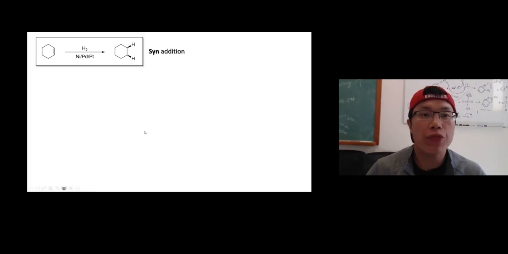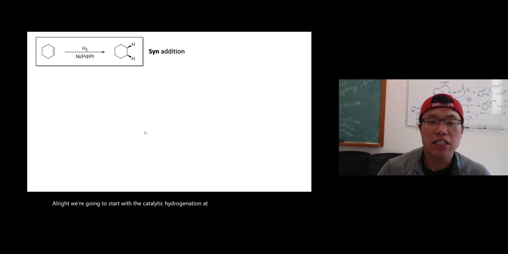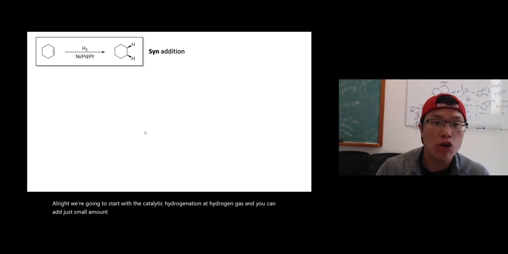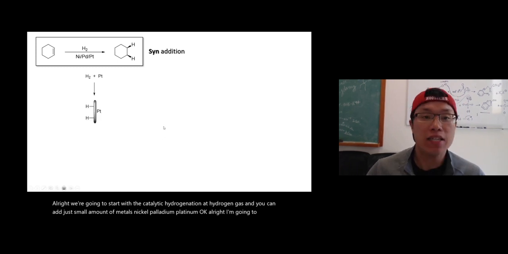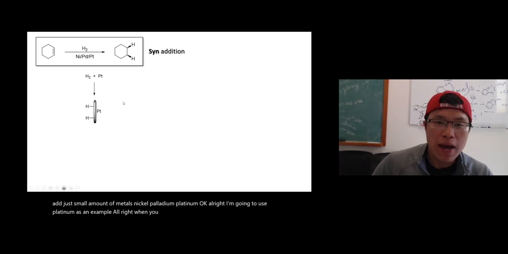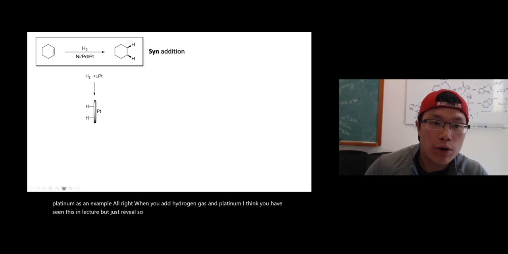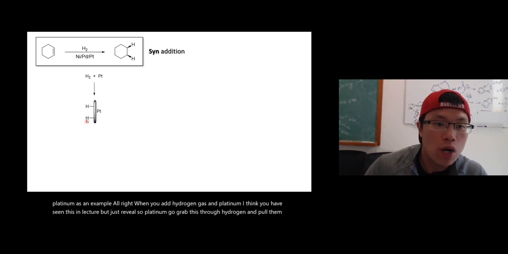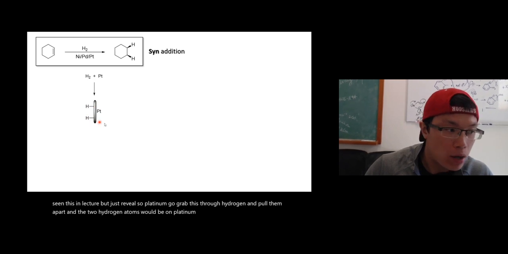All right, we're going to start with the catalytic hydrogenation. Add hydrogen gas, and you can add just a small amount of metals: nickel, palladium, platinum. We're going to use platinum as an example. When you add hydrogen gas and platinum, I think you have seen this in lecture, but just to review. Platinum grabs these two hydrogens, pulls them apart, and the two hydrogen atoms will be on platinum like that, each with one bond.